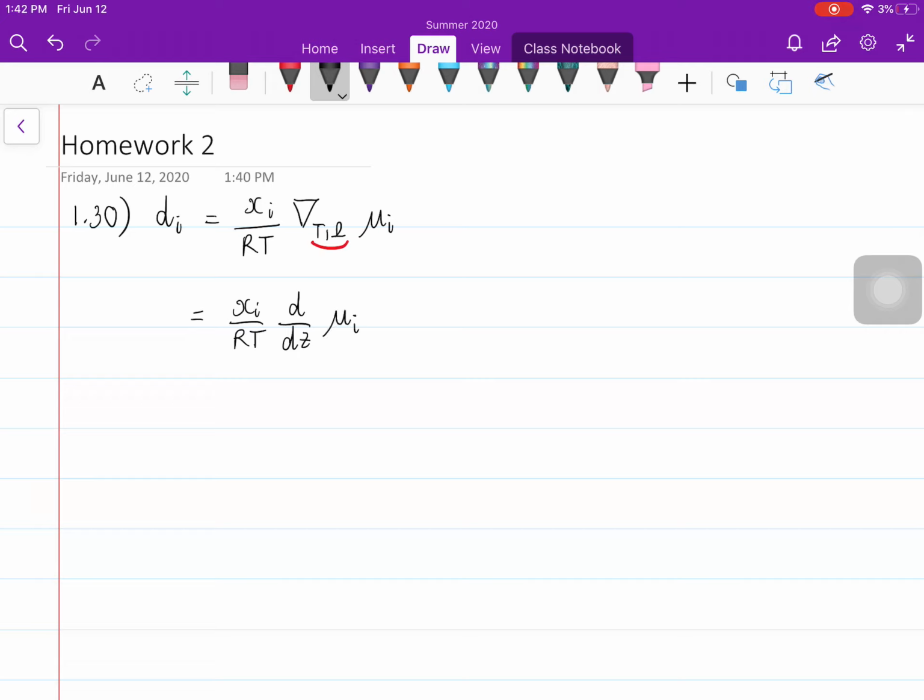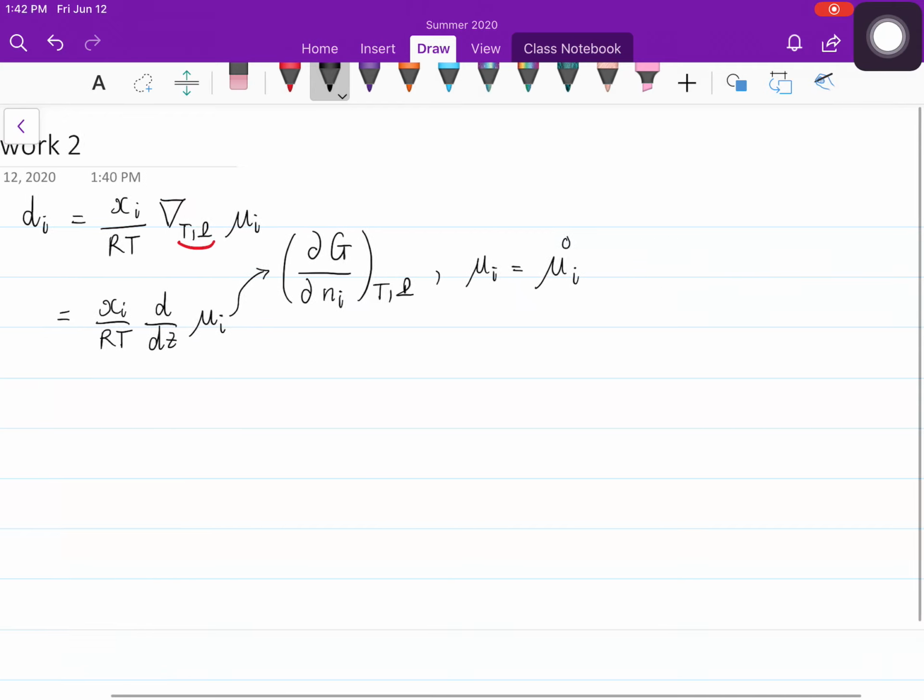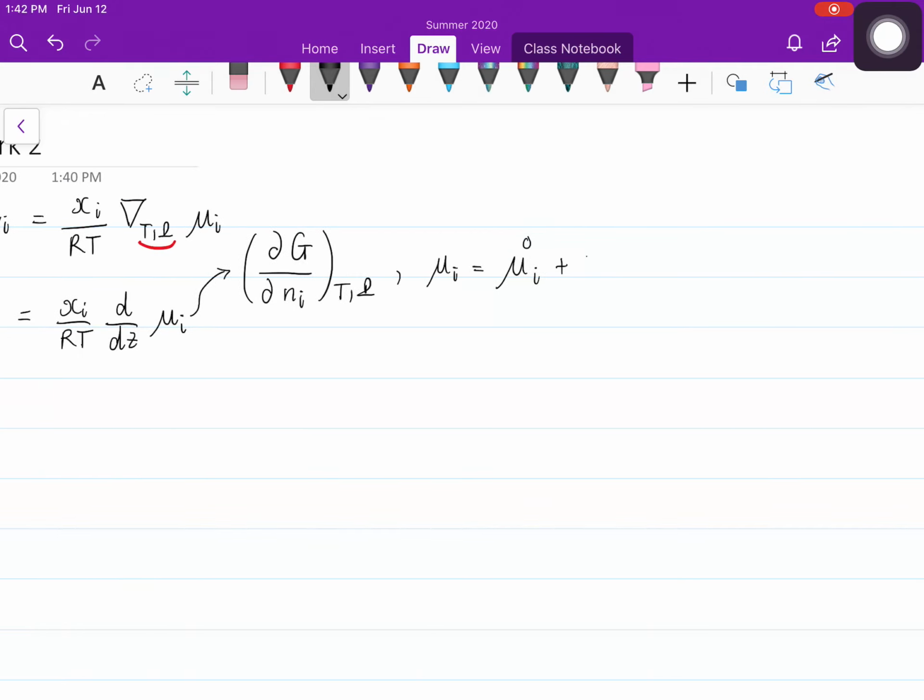Then times mu_i. Mu_i is the chemical potential of component i, which is defined as the change in Gibbs free energy with respect to moles of i at constant temperature and pressure. This is equal to the chemical potential of i at standard state plus the gas constant times temperature times the natural log of the activity coefficient of i times the mole fraction of i.